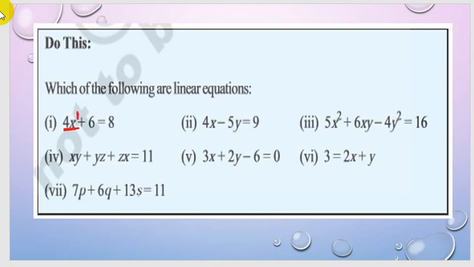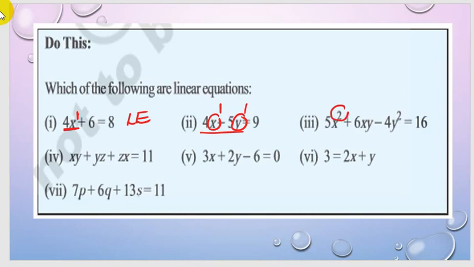If you see this first question, here x is the variable and its degree is 1. Hence we can say it is a linear equation, right? Next, 4x minus 5y. Here x is a variable as well as y is a variable. So how many variables are there? We have two variables. We can't say that it is a linear equation in one variable, but we can say that it is a linear equation because we have x power 1 and y power 1. Both have degree 1, hence it is a linear equation, but we can't say it is a linear equation in one variable.